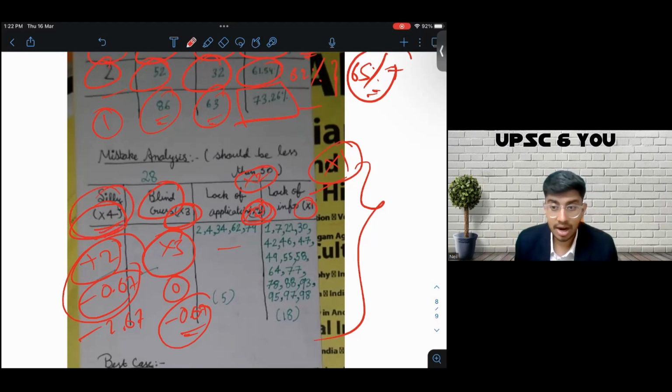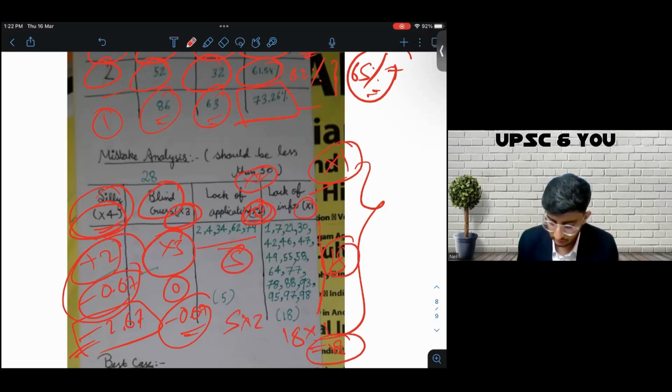The biggest, the most cardinal sin of all time: you would have gotten +2 if not for the silly mistake. Now you're getting minus 0.67. You're at a loss of a total of minus 2.67. Let's say there were a total of 18 such questions. 18x1 is equal to 18. Here, a total of 5 mistakes. So 5x2, 10. Zero, zero. So this was a good attempt. Total mistake questions, MQ, turned out to be 18 plus 10, 28.